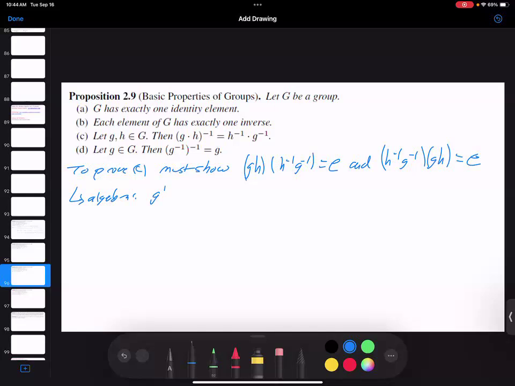So GH, H inverse, G inverse. By associativity, this is the same as G, H, H inverse, G inverse. We technically haven't proven that. Let's just assume this is true for a moment. If that is true, we would then get G E G inverse, which would then be G G inverse, which would be the identity.